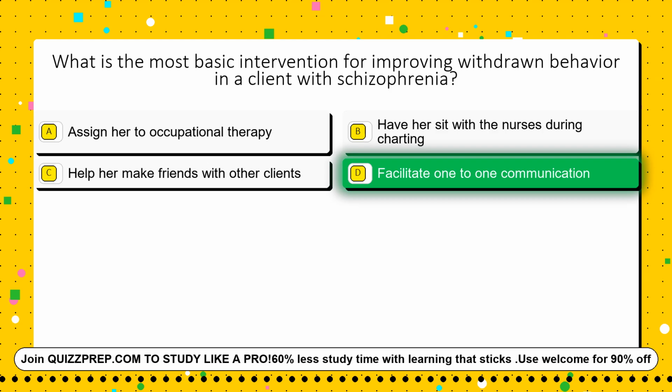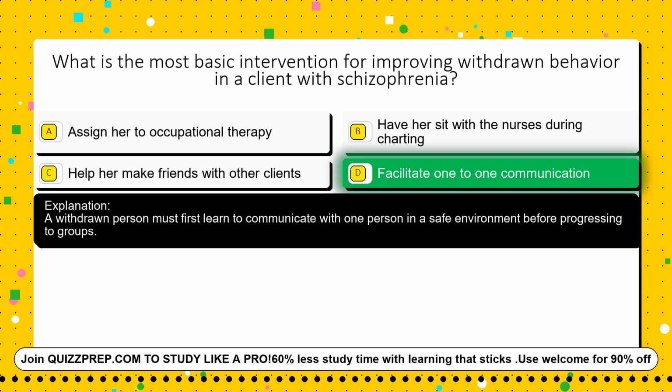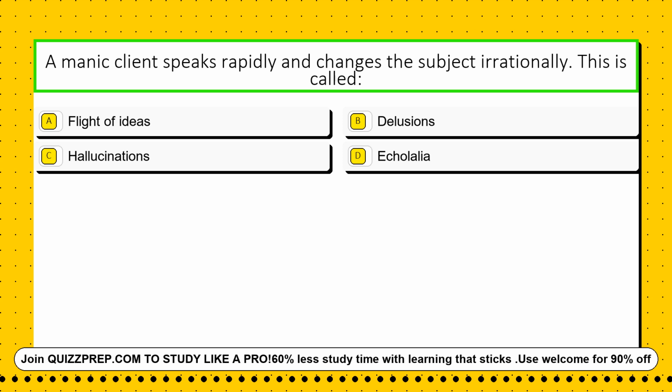The correct answer is option D. Facilitate one-to-one communication. A withdrawn person must first learn to communicate with one person in a safe environment before progressing to groups.